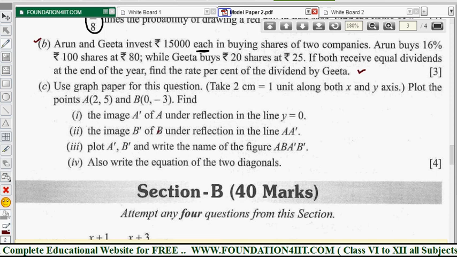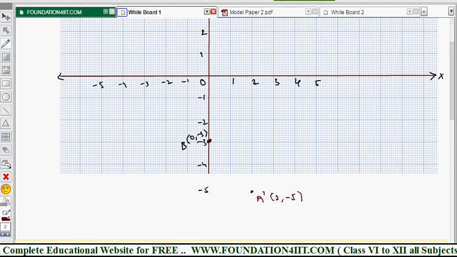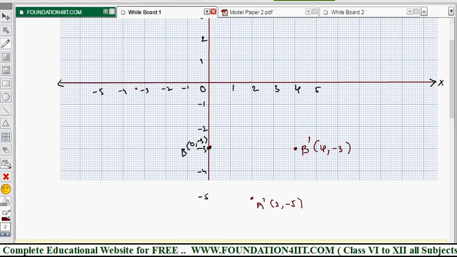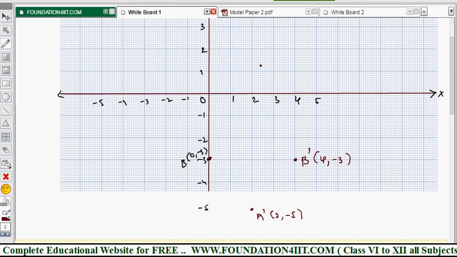Next is image of B, B dash, under reflection in the line AA dash. If you observe AA dash, here x value is 2, so x is equal to 2. That means reflection of this, B dash, is 4 steps this side. So B dash is (4, -3), because AA dash is parallel to the y-axis. B dash is a reflection of B, this center point, and exactly 2 units more.